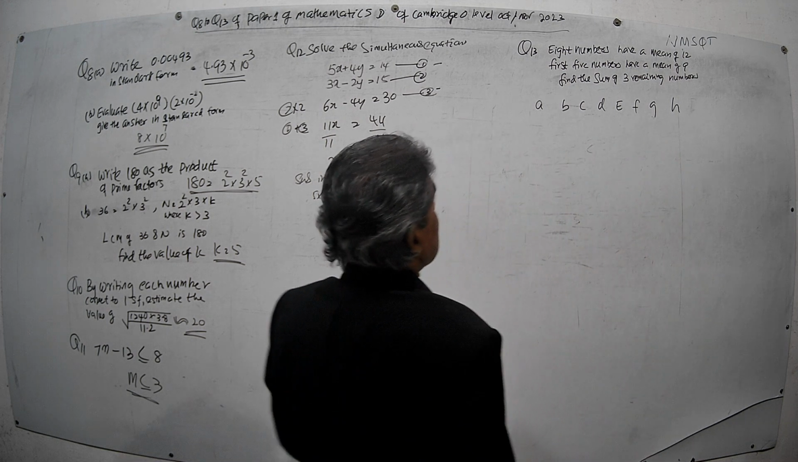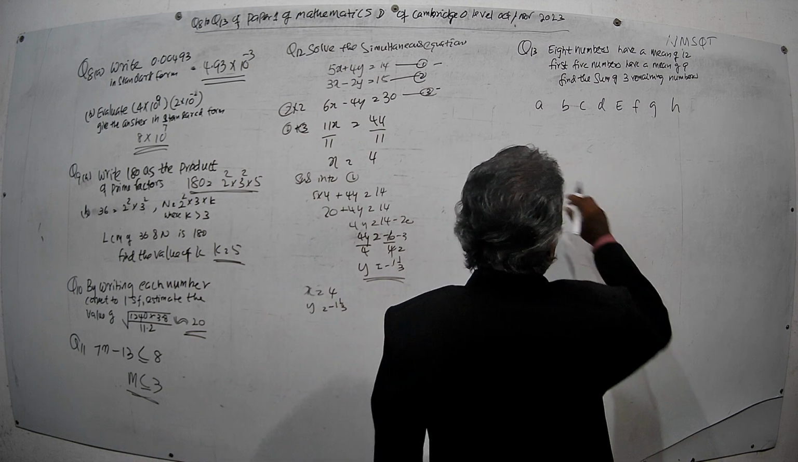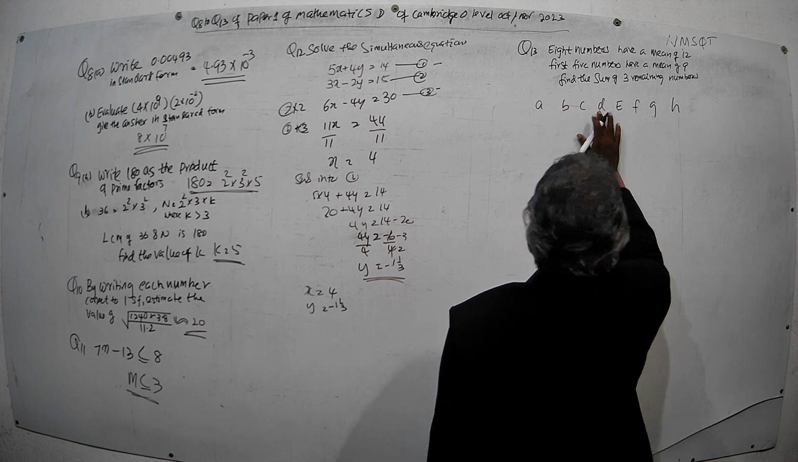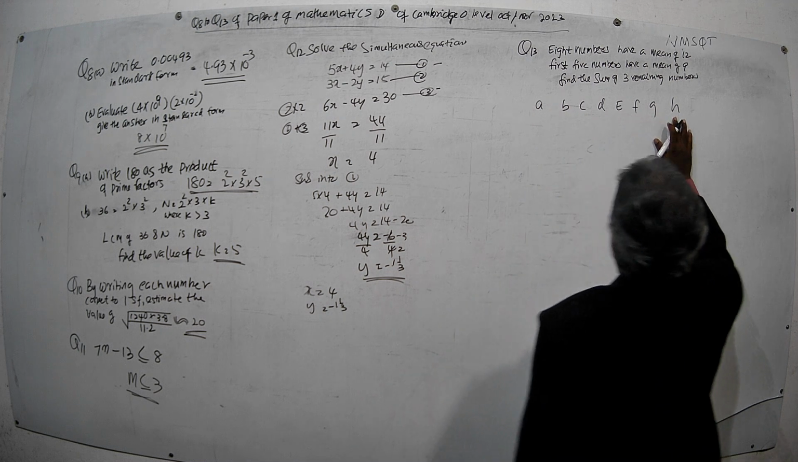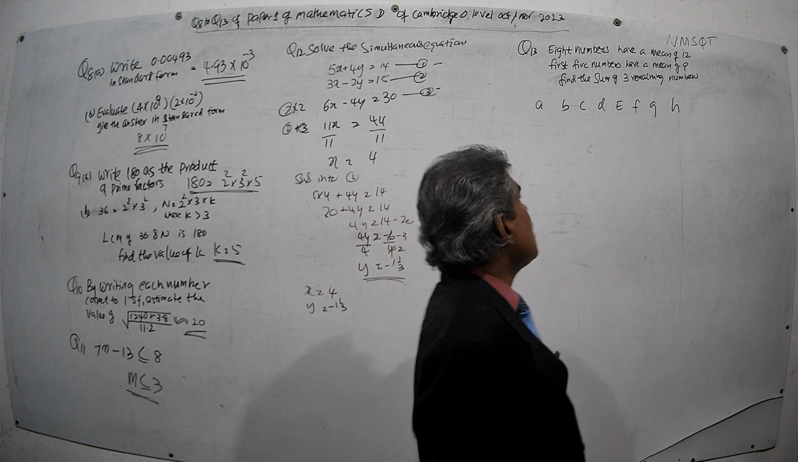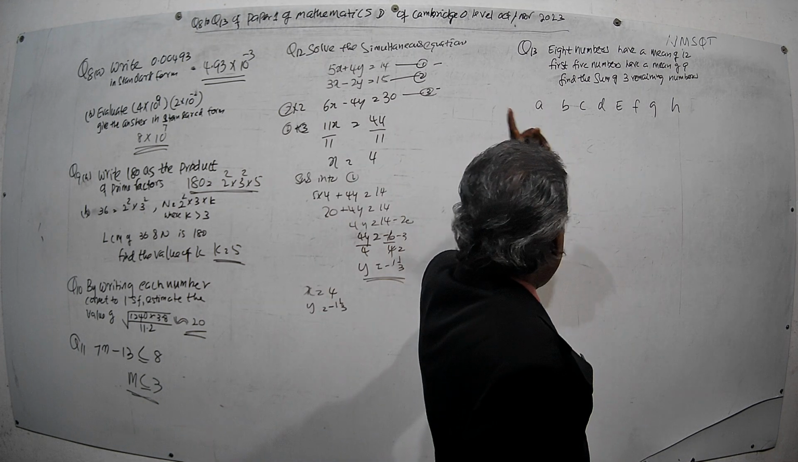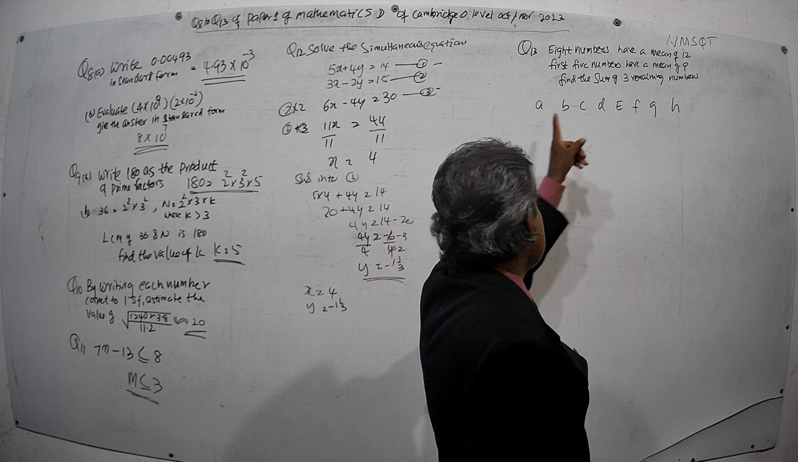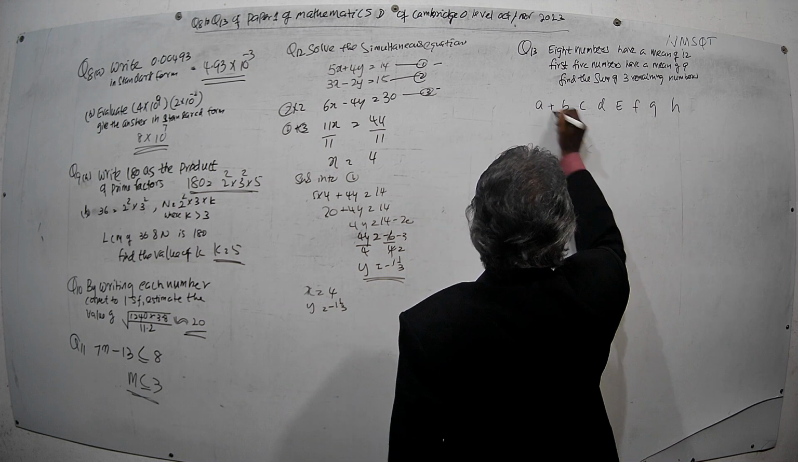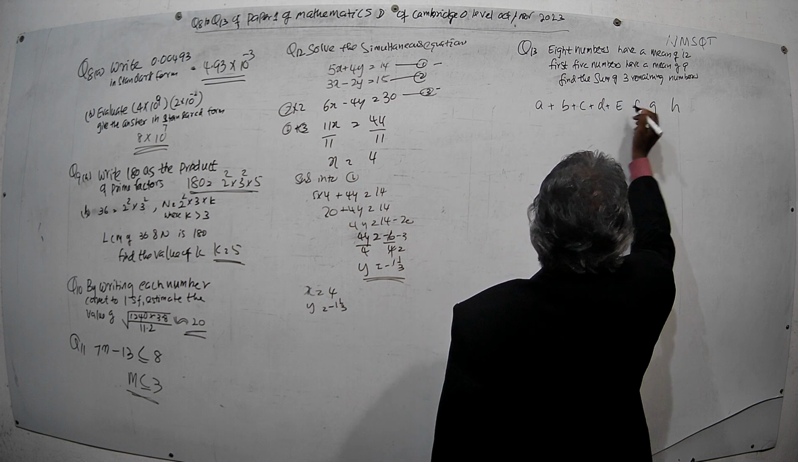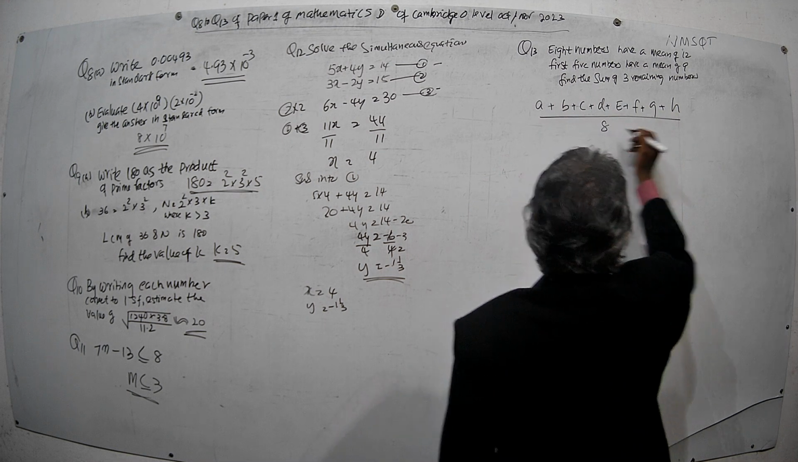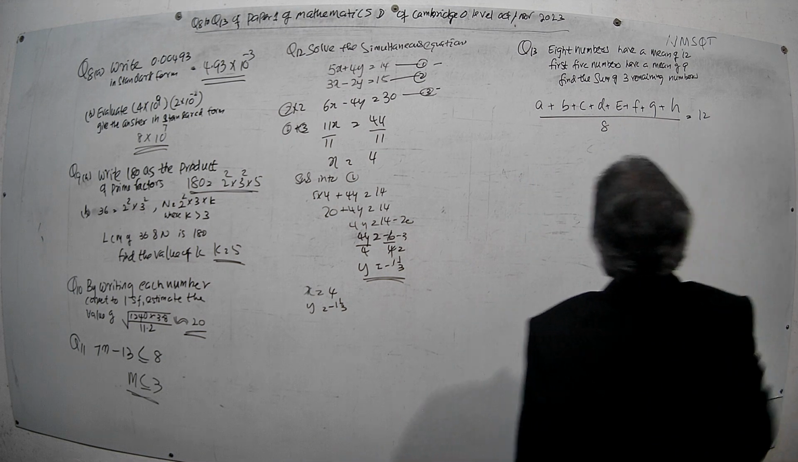Sorry, these are the mean of 8 numbers. To get the mean of 8 numbers, you add all 8 numbers together, get the sum of the 8 numbers, and divide by 8. So the sum of the numbers divided by the number of numbers is equal to 12.